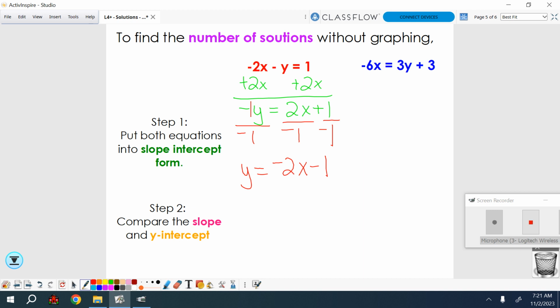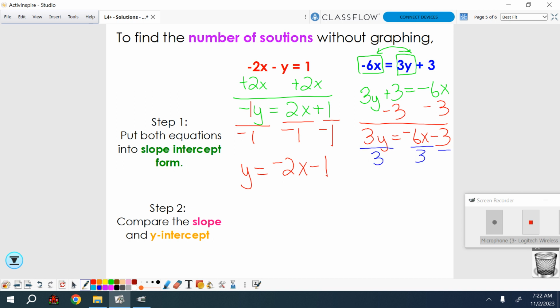Now we'll take this one. This one's kind of weird because of the way the x is over here and the y is over here. So the first thing I'm going to do is rewrite it with the y part first. Really I just flip-flopped the two sides of this equation. Now I'm going to put it in slope-intercept form. So I have my x on that side. I have to move my 3. So I've got 3y equals negative 6x minus 3. And now I'm going to divide everything here by 3. And I'm going to get y equals negative 2x minus 1.